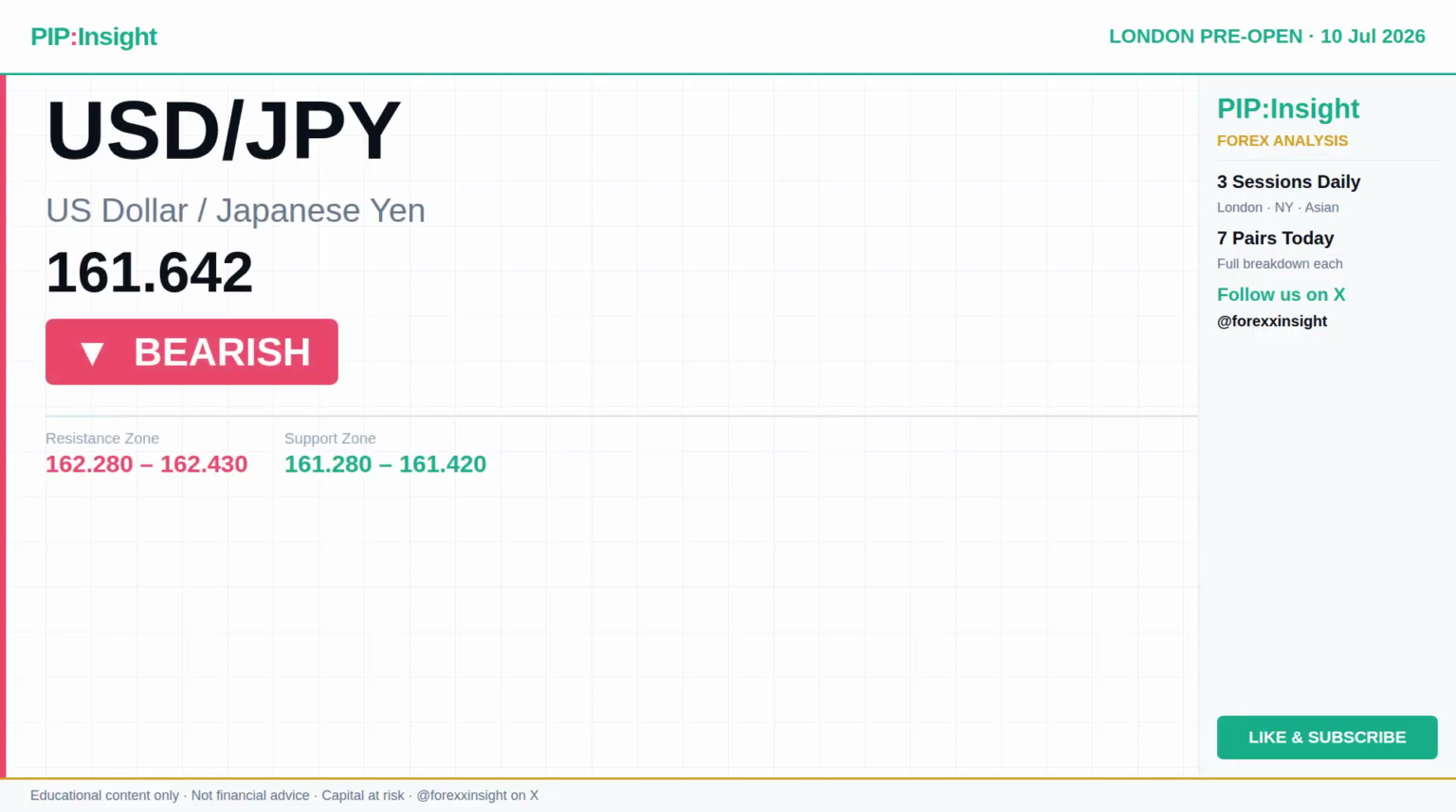Dollar yen. The chart is showing bearish structure on this session. The 4-hour trend is to the downside and the 1-hour is also pointing lower. Resistance is marked between 162.28 and 162.43. Support is marked between 161.28 and 161.42. Here is the full chart breakdown.